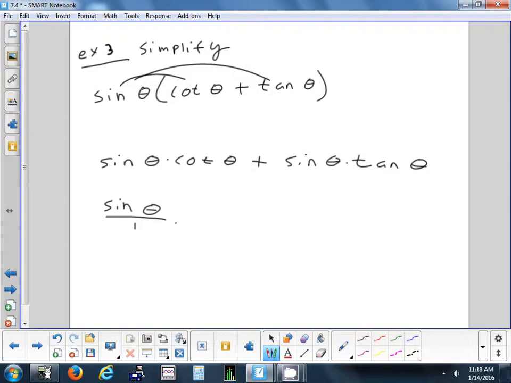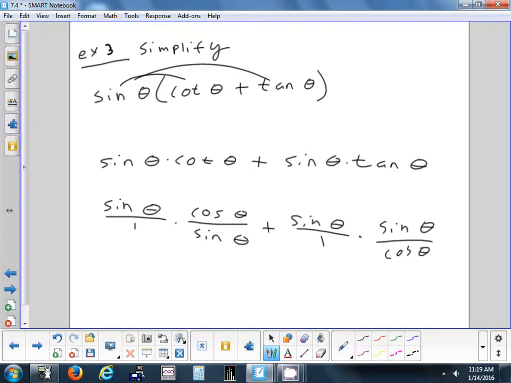Okay, Kanan, what's cotangent? Cotangent is cosine over sine. Yep, cosine over sine. Cotangent is also 1 over tangent, but that's not going to help because we'd never see what cancels if we did that. Okay, plus, keep that as sine. And what about tangent? Sine over cosine.